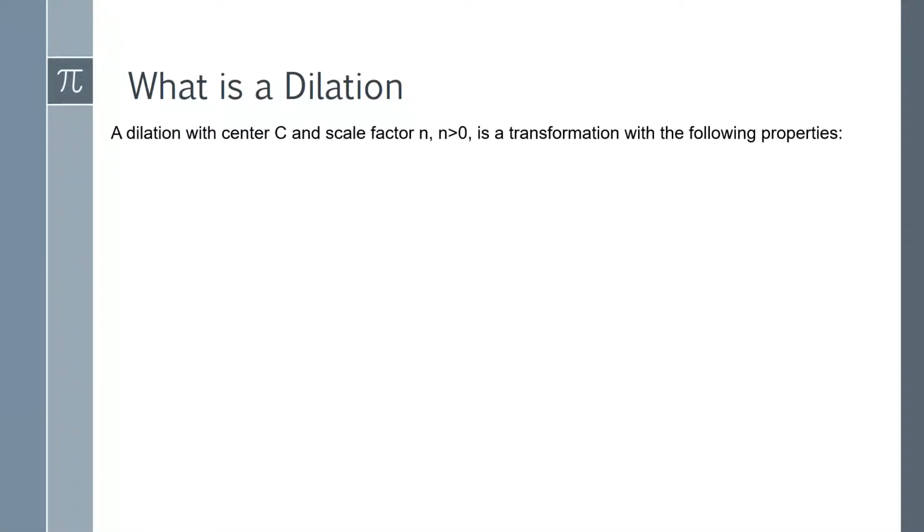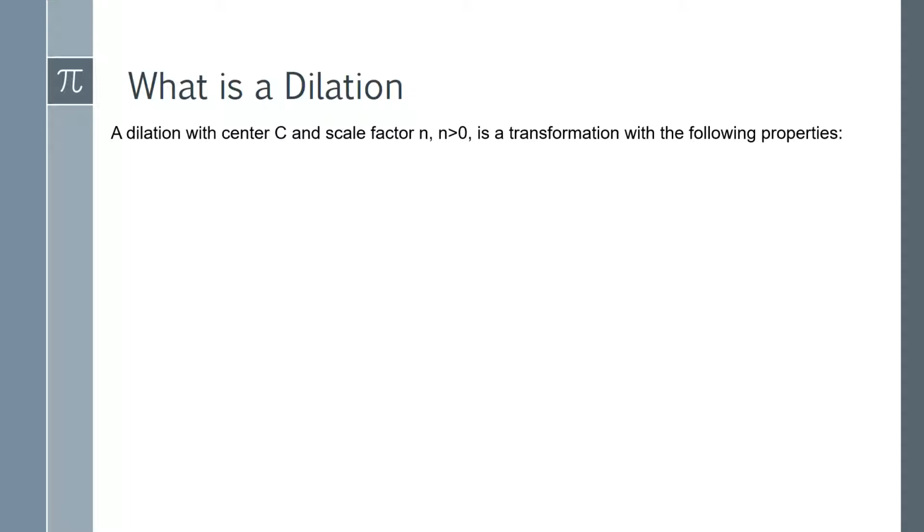So what is a dilation? A dilation with a center O and a scale factor of n, where n is greater than 0, is a transformation. Now, we've talked about transformations in other lessons: reflections, rotations, and translations. This is a dilation, and it has these properties. Remember, all of those previous ones were congruent transformations. In other words, the pre-image and the image were congruent.